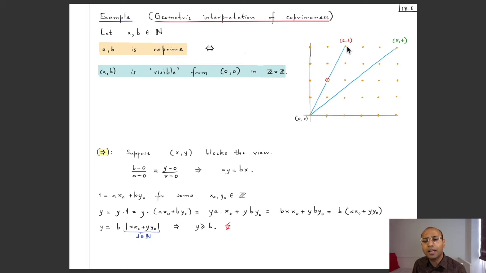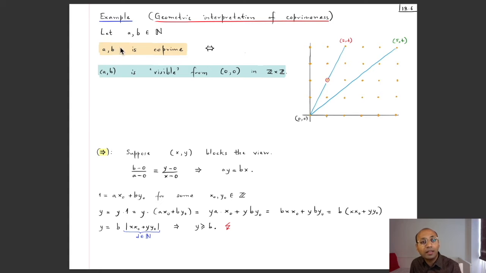What does it mean that it lies on this line? That means that if I look at the slope that I get when I use these 2 points, (0, 0) and the point (a, b), that's the same as the slope that I get when I use these 2 points. They have the same inclination. Okay, so that's what would mean that it lies on the same line. So in other words, (b minus 0) by (a minus 0) is the same as (y minus 0) by (x minus 0). But if I rearrange this, I get ay is equal to bx. And I'm assuming that this is not true, but this is true. So a and b are coprime.